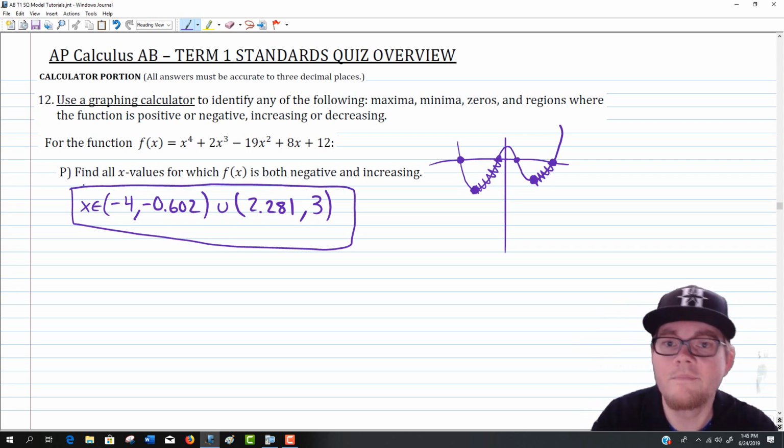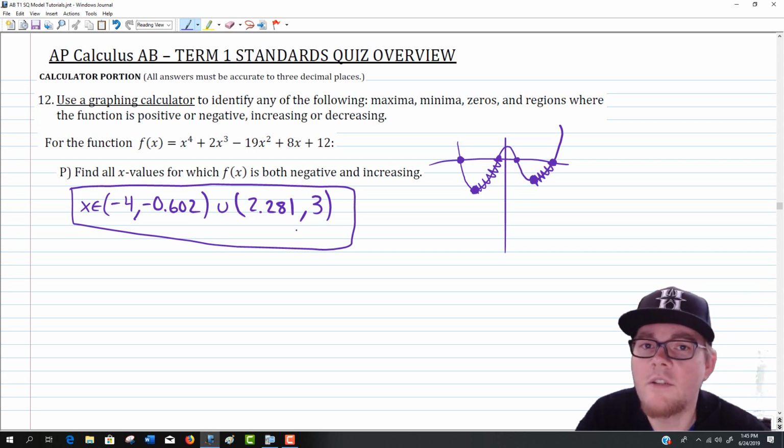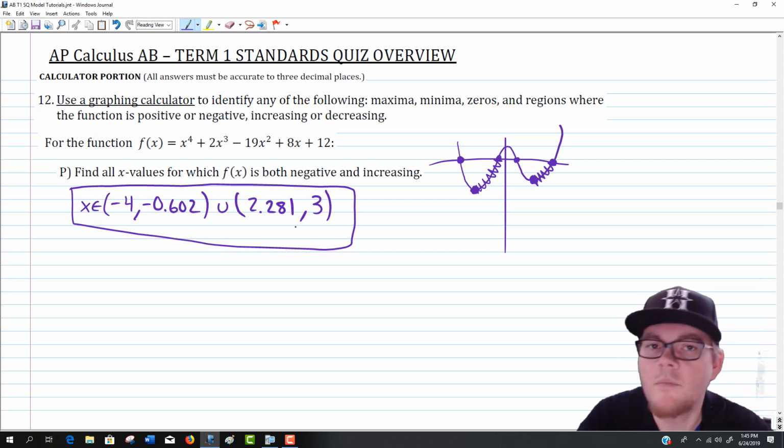Works out really cleanly. So that covers our first of the calculator section. Pretty straightforward one to attack, but you've seen it in action.